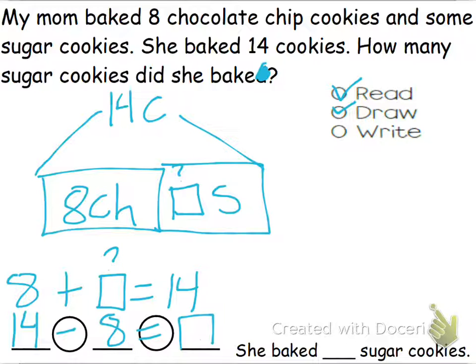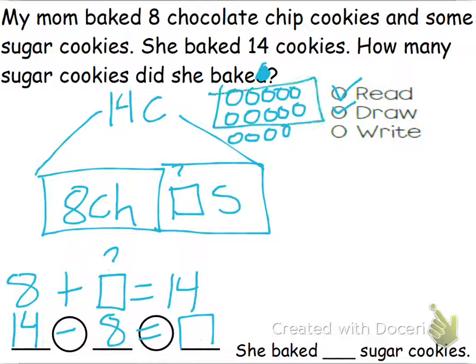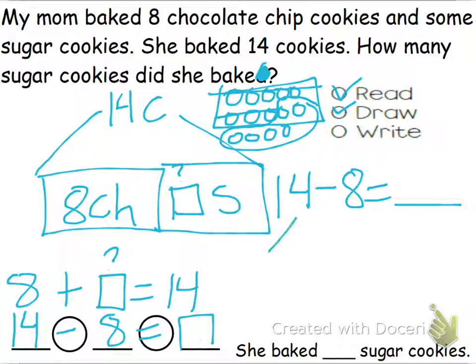Now, there's a few different things you could have done here. You could have drawn your picture. So you could have drawn 14 circles, boxing in my 10. Then I have to take away 8. Circle the rest. Or you can decompose. 14 minus 8 equals blank. Decompose 14 into 10 and 4. Take 8 from 10, which is 2. 4 plus 2 equals 6.